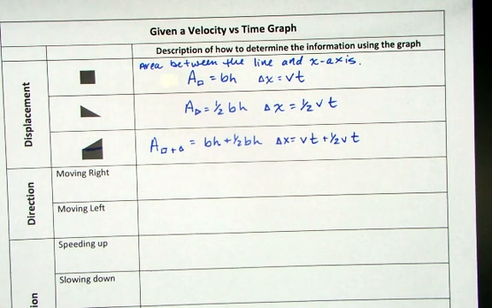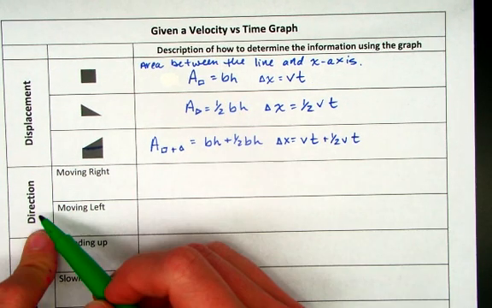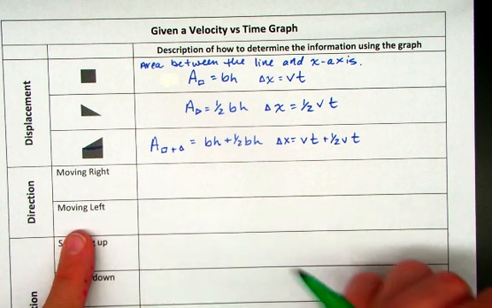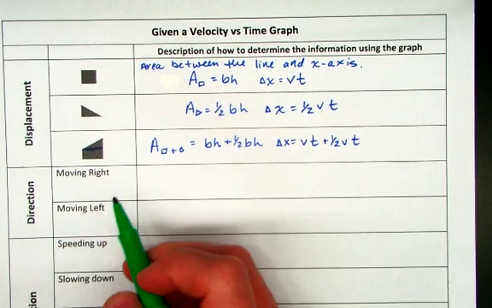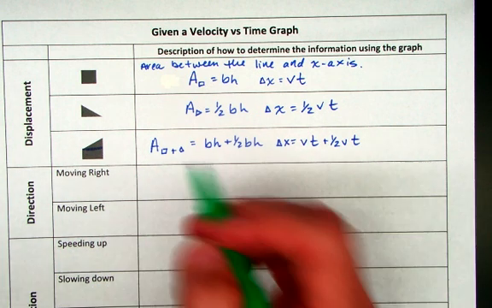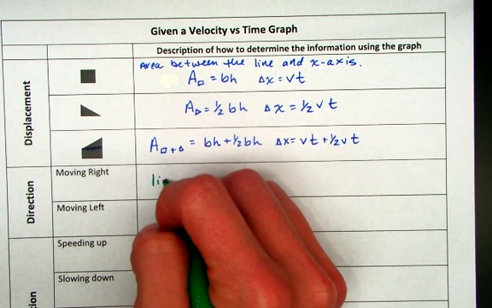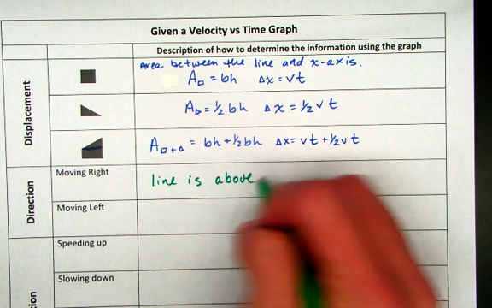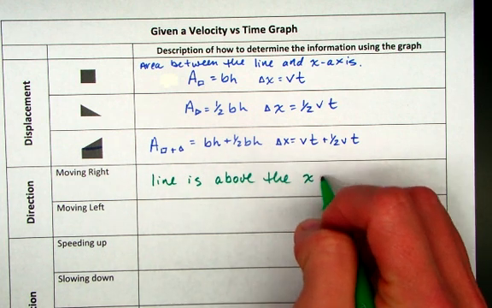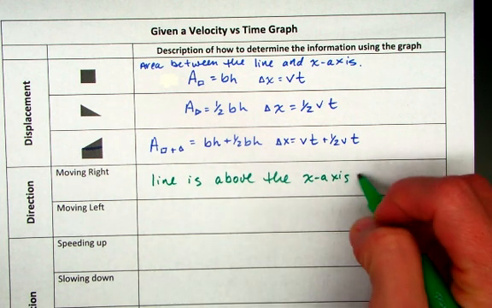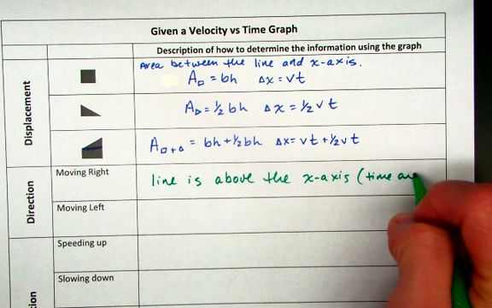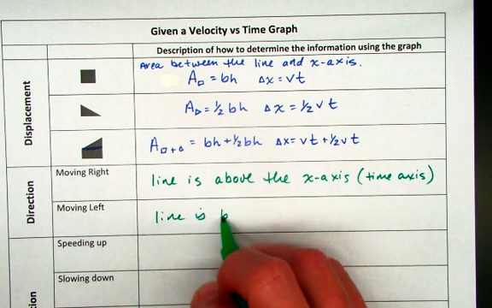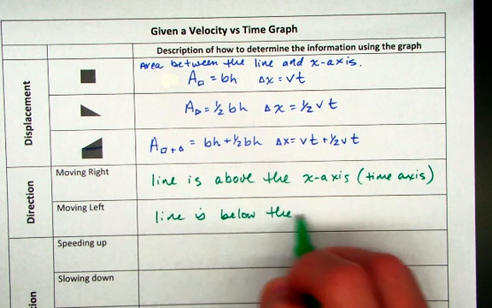So if I have a velocity versus time graph and I'm trying to figure out, am I moving right or am I moving left? To determine this, if we're moving right, the line of the graph is going to be above the x-axis. That's your time axis. And if we're moving left, the line is below the x-axis.